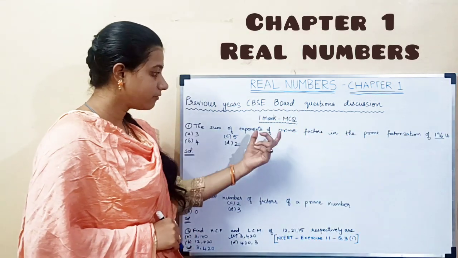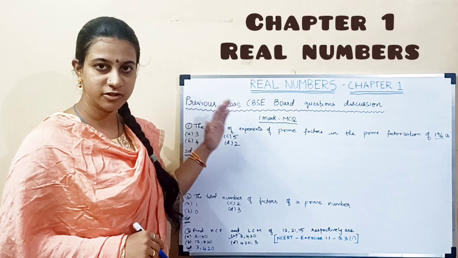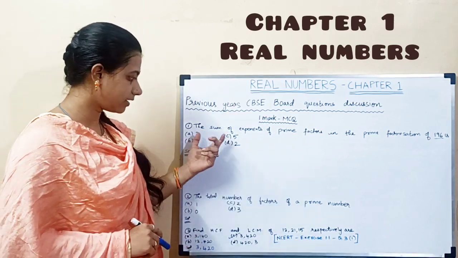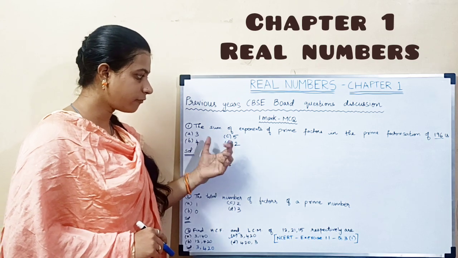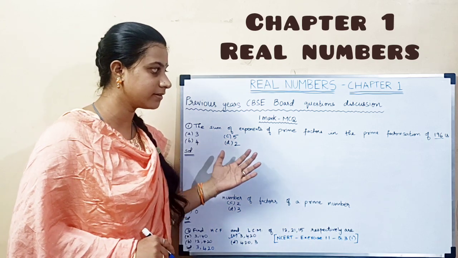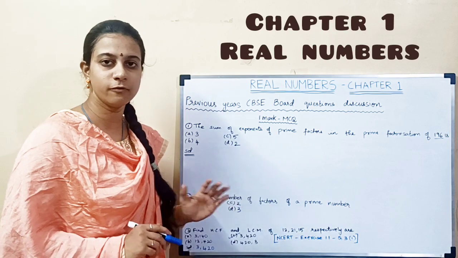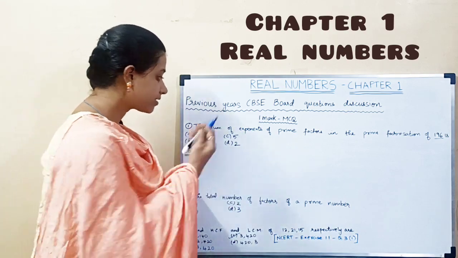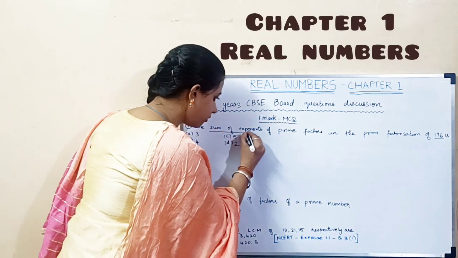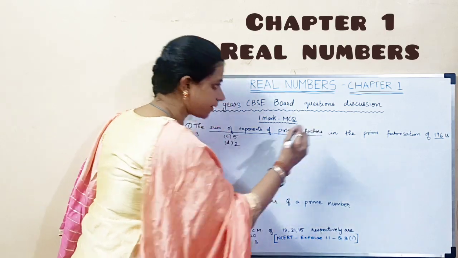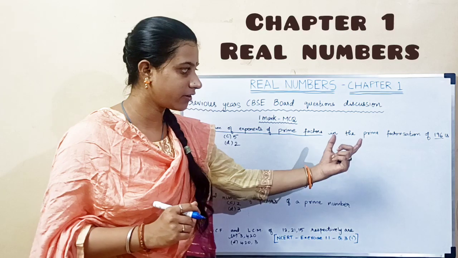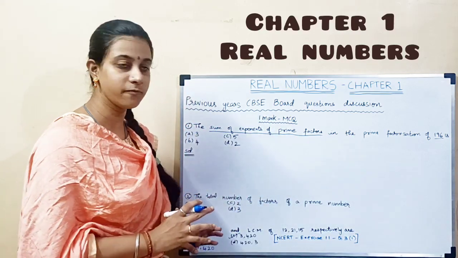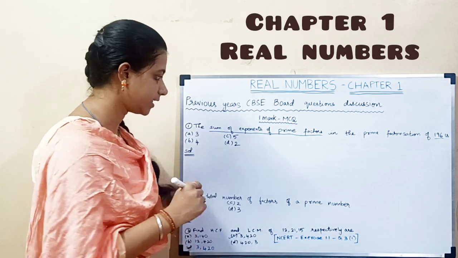In 1 mark MCQ questions from real numbers, there are almost 3 questions. The first question says: the sum of exponents of prime factors in the prime factorization of 196 is. So they are asking the sum of exponents of prime factors in the prime factorization of 196. In this question, first we should perform the prime factorization of the number 196.